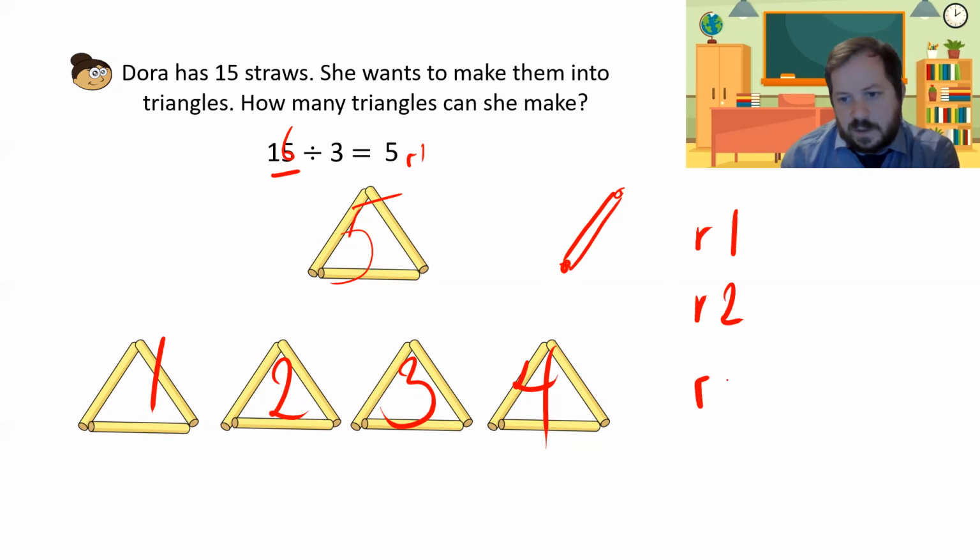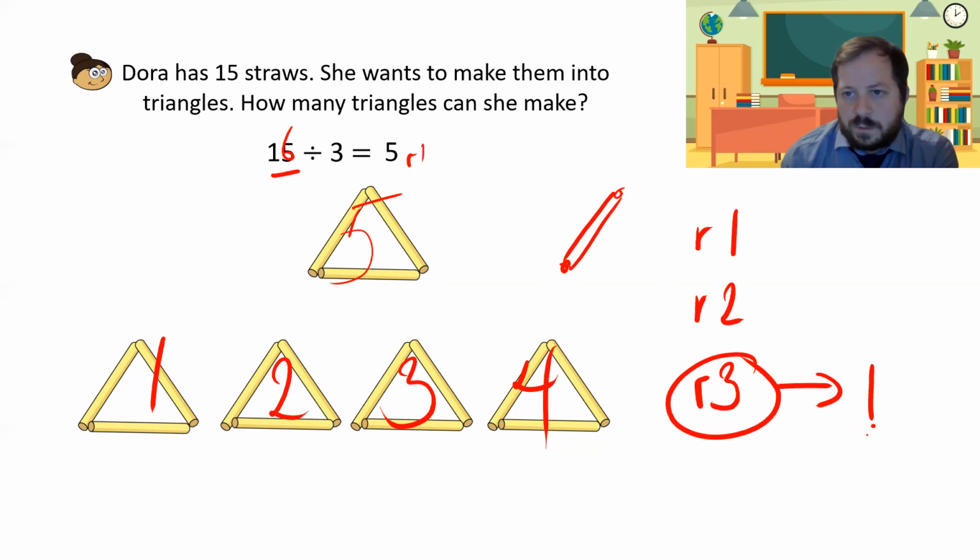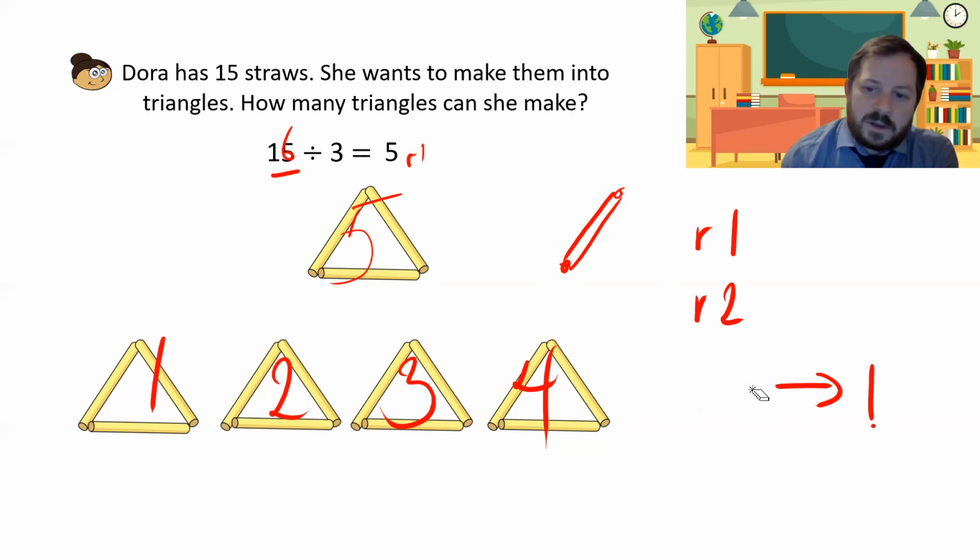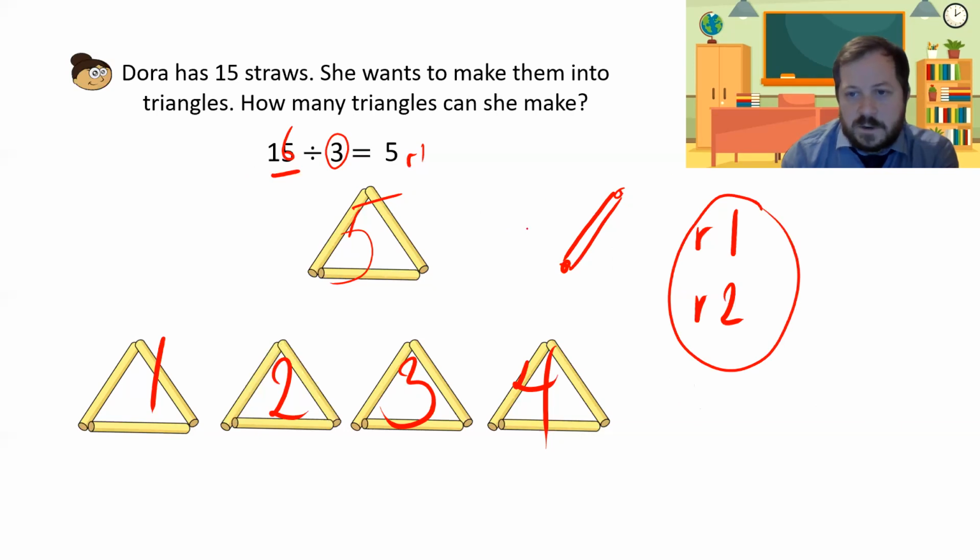But as soon as we would get up to remainder 3, that's actually 1 whole group. So we can't have a remainder 3. And you'll notice that we're dividing by 3. The only 2 remainders we can have are 1 and 2. And what this shows is that you can never have a remainder larger than what you're dividing by, because if you do, then you can make a whole other group.